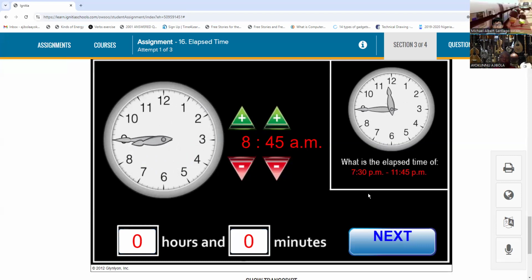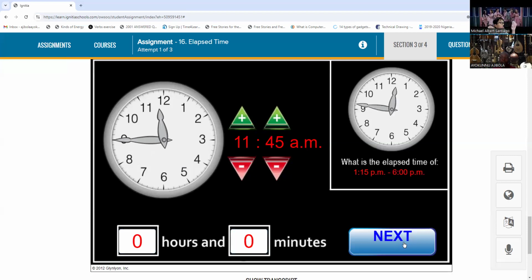Is that clear? Yes. Now between 7:30 p.m. and 11:45 p.m. So this is 7:30 to 11:45. So 1, 2, 3, 4. 4 hours. Then to 45, it's going to be 15 minutes. So that'll be 4 hours, 15 minutes.